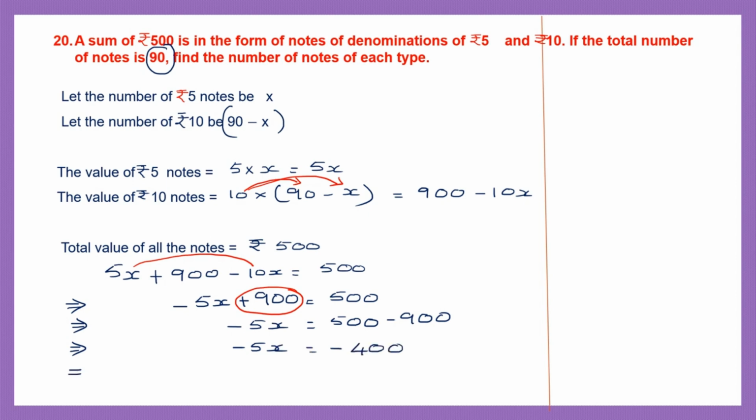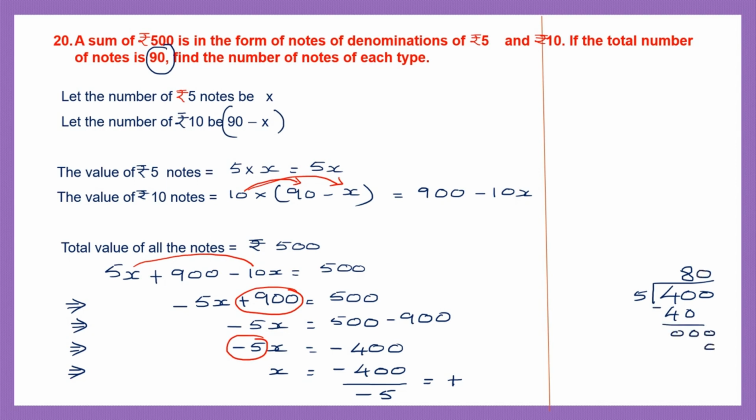So let's find out the value of x. x is equal to minus 400 divided by minus 5, because we have transposed this minus 5, which is multiplication on the left hand side, to the right, so it has become division. Now minus into minus, first the signs, minus into minus is plus. Now divide 400 by 5. 5 eights are 40, minus 40, 0, and then we have the 0 which we can take down, so we have found x to be 80. So x is equal to 80.